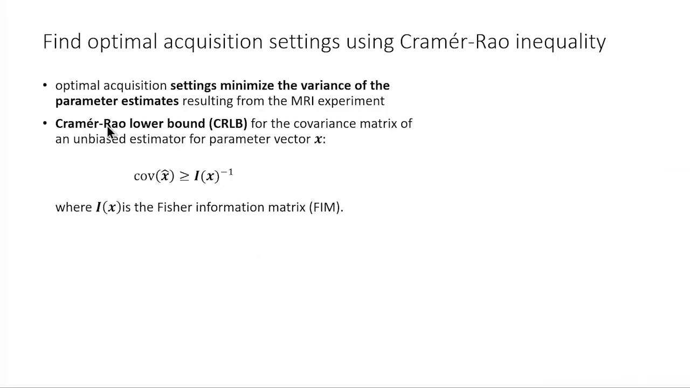The first question we have to answer is, what are desirable qualities for an optimal acquisition scheme? I think the easiest approach is to optimize your acquisition settings to minimize the variance of the parameter estimates that you want out of your MRI experiment. One tool that we can use for this is the Cramér-Rao inequality, which provides a lower bound for the covariance matrix of any unbiased estimator of a parameter vector x. And in this inequality, the matrix I is the Fisher information matrix.